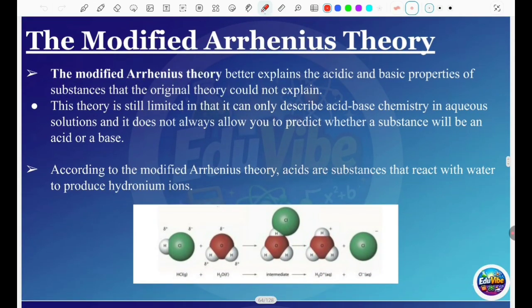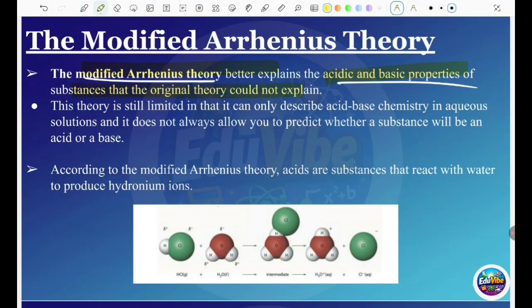So what is the modified Arrhenius theory? The modified Arrhenius theory better explains the acidic and basic properties of substances that the original theory could not explain. Why are we not doing the original theory? Because the original theory didn't explain the basic things about the acidic and basic properties of substances. That's why, after that, they made the modified Arrhenius theory, which we're doing now.